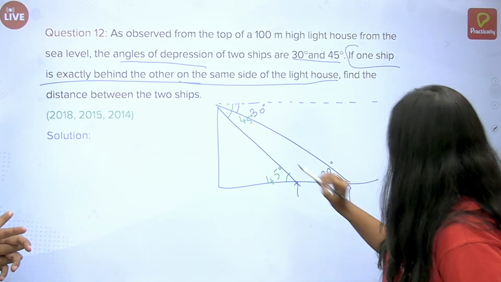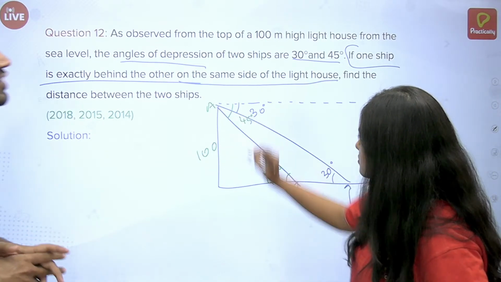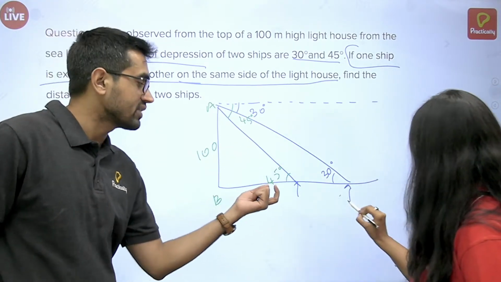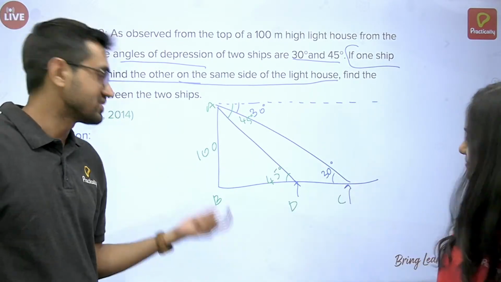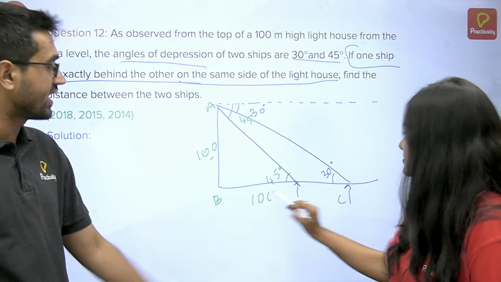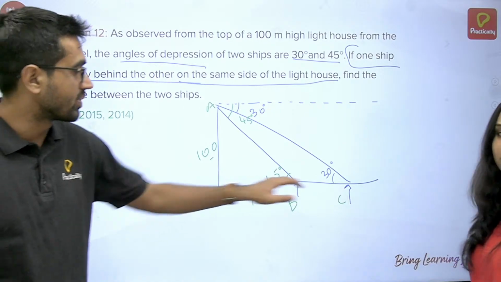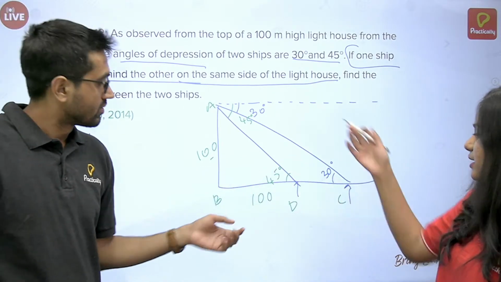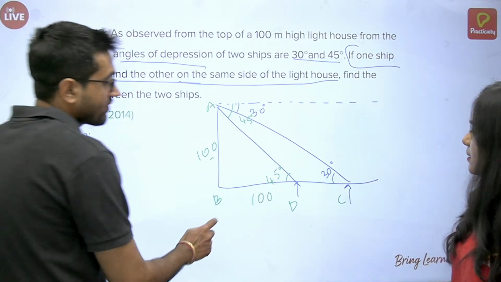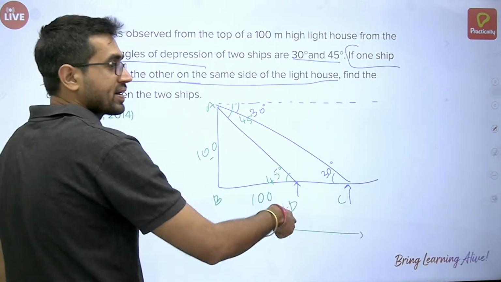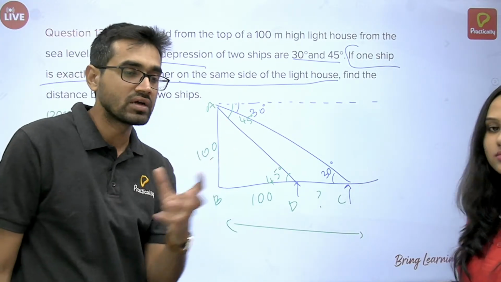Now we know the height of the lighthouse, which is 100 meters, and we don't need anything else. When you get a 45-degree angle, become happy, because tan 45 is 1. So this is 100, this is 100. Then use tan 30 to find the total distance, the bigger BC. They have to find CD, right? Yes. So they can find BC and subtract 100, and they will get CD, which is nothing but the distance between the two ships.